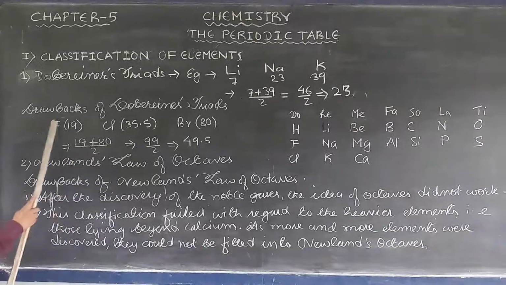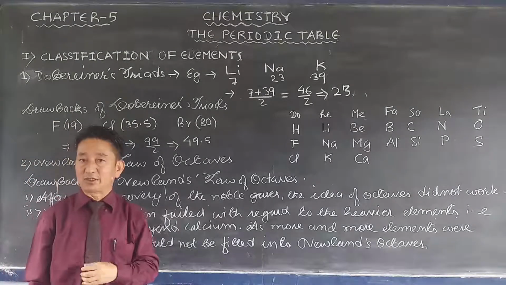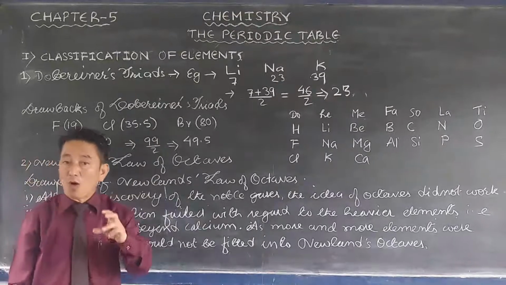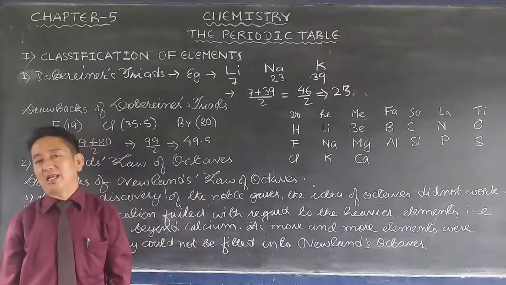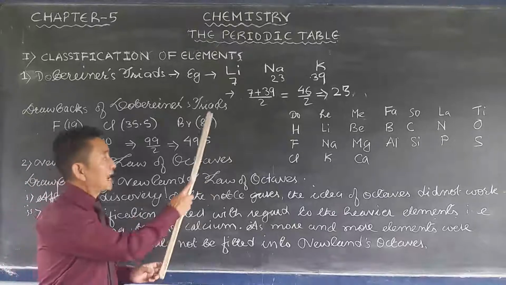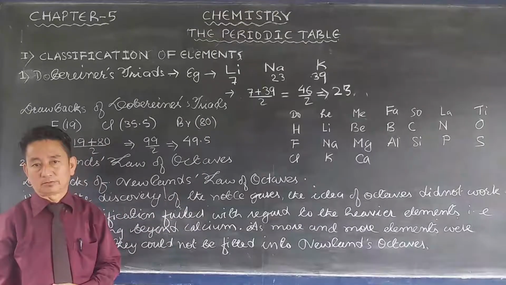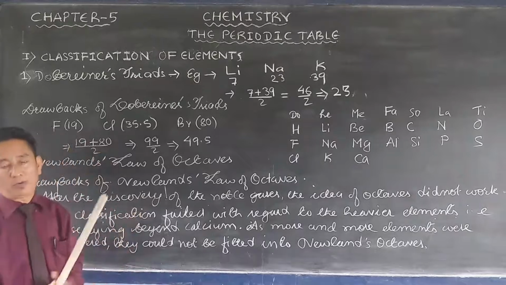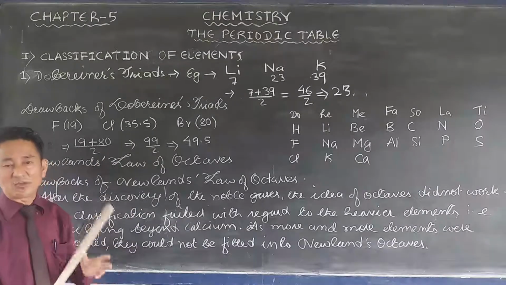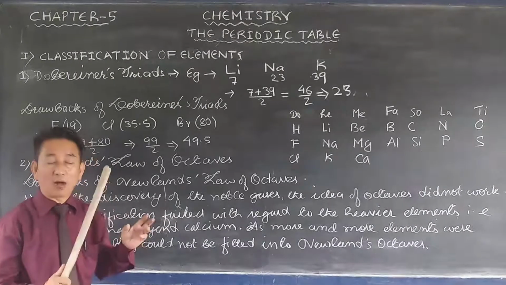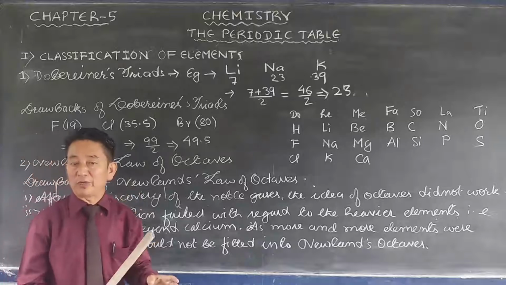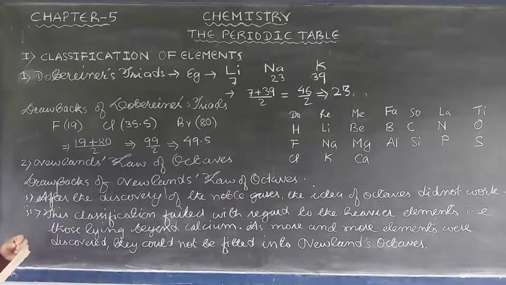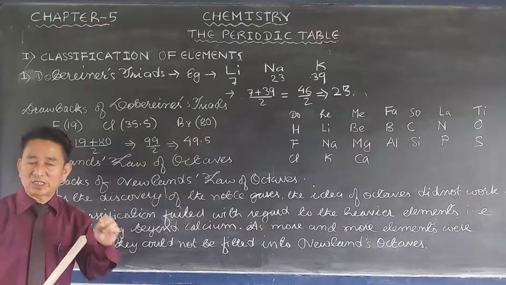Now next, the drawbacks of Dobereiner's triads. Defects. Dobereiner failed to arrange all the known 63 elements in groups of triads. Although he got some success, the idea of classification of elements according to triads could not be applied to all the known elements. This was the first defect.